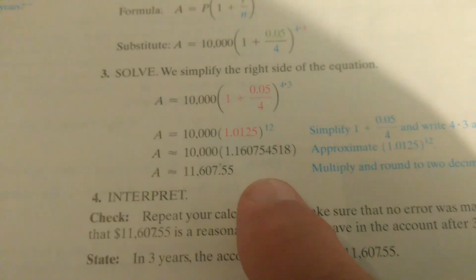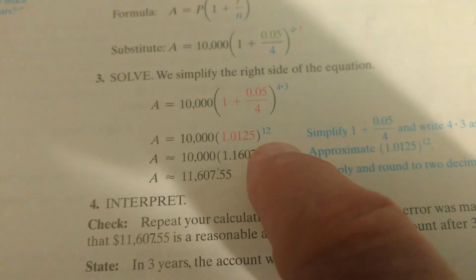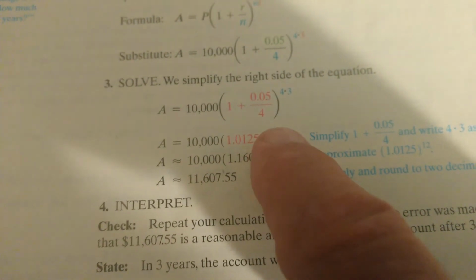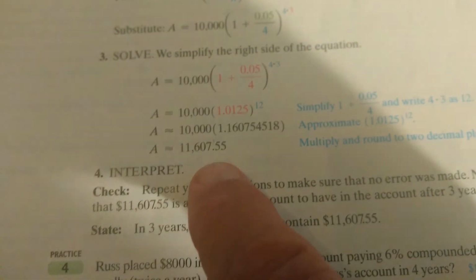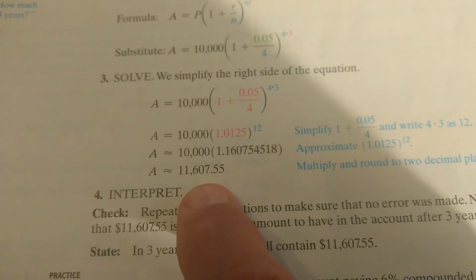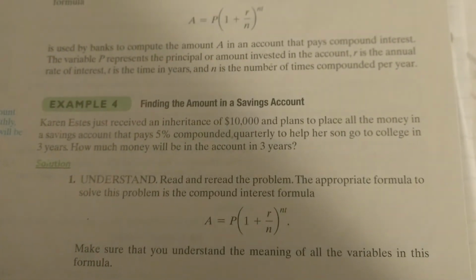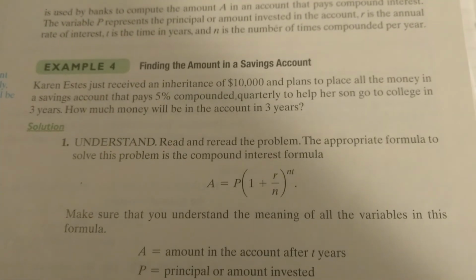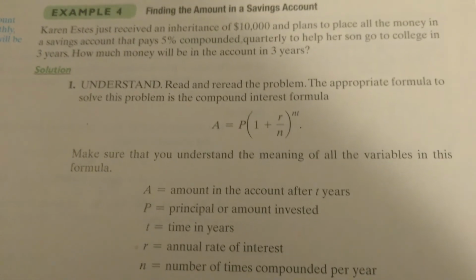We just do the math. Notice what they did was they did 3 times 4, which gave them 12, the 12th power. They divided 0.05 by 4, then added it to 1, got here. Now they're raising that to the 12th power. Now they multiply. And you can see that at the end of 3 years, at this 5% interest, that $10,000 is going to be $11,607.55. So these problems here, these are word problems, but they're just basically dealing with you knowing where to plug the numbers in the formula and then just doing the math.